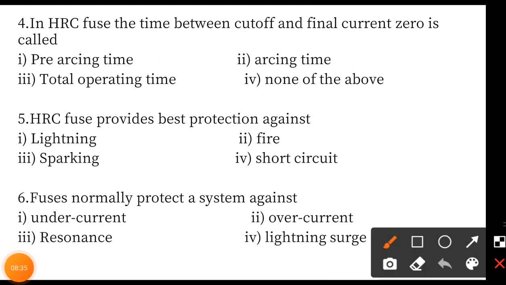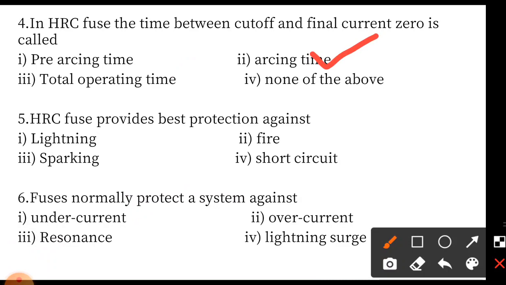Then next question, in HRC fuse, the time between cutoff and final current zero is called pre-arcing time, arcing time, total operating time, none of the above. Cutoff time and final current zero, that is arcing time. Pre-arcing time is the time between commencement of fault and cutoff time. Total operating time is the sum of pre-arcing time and arcing time.